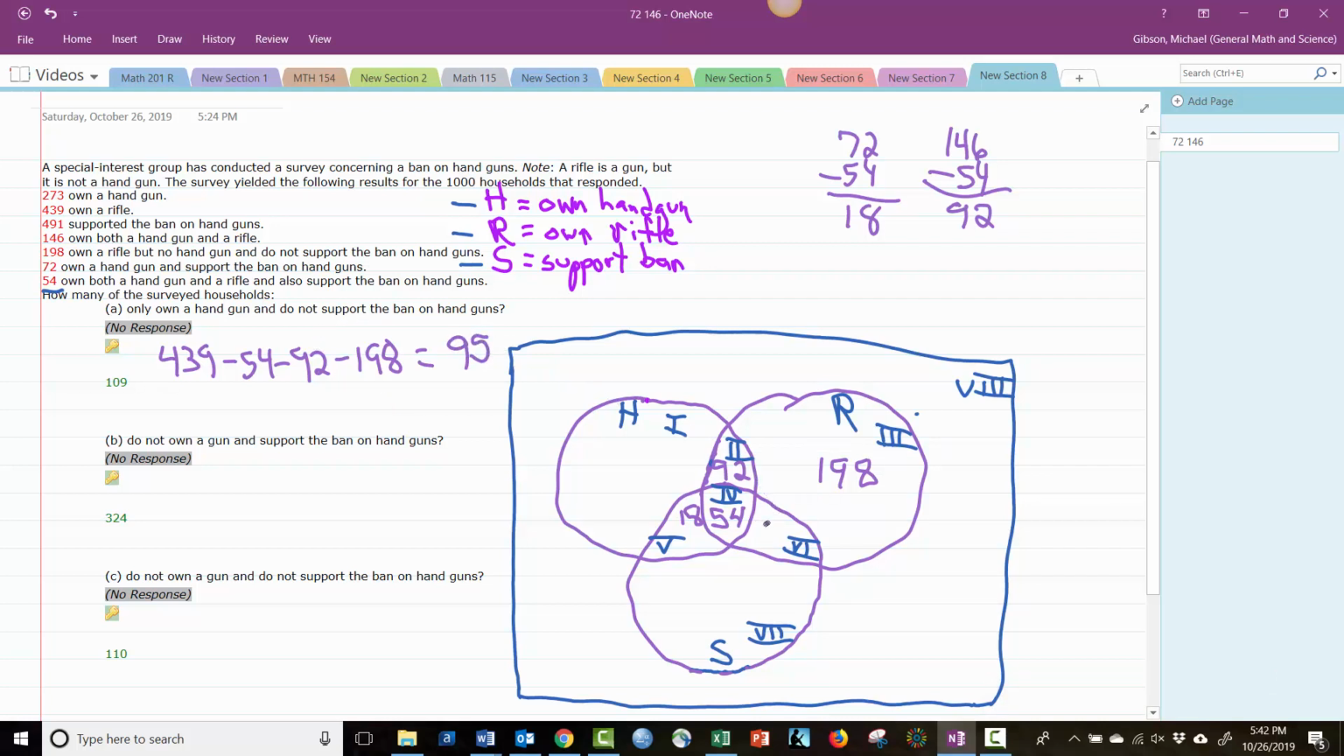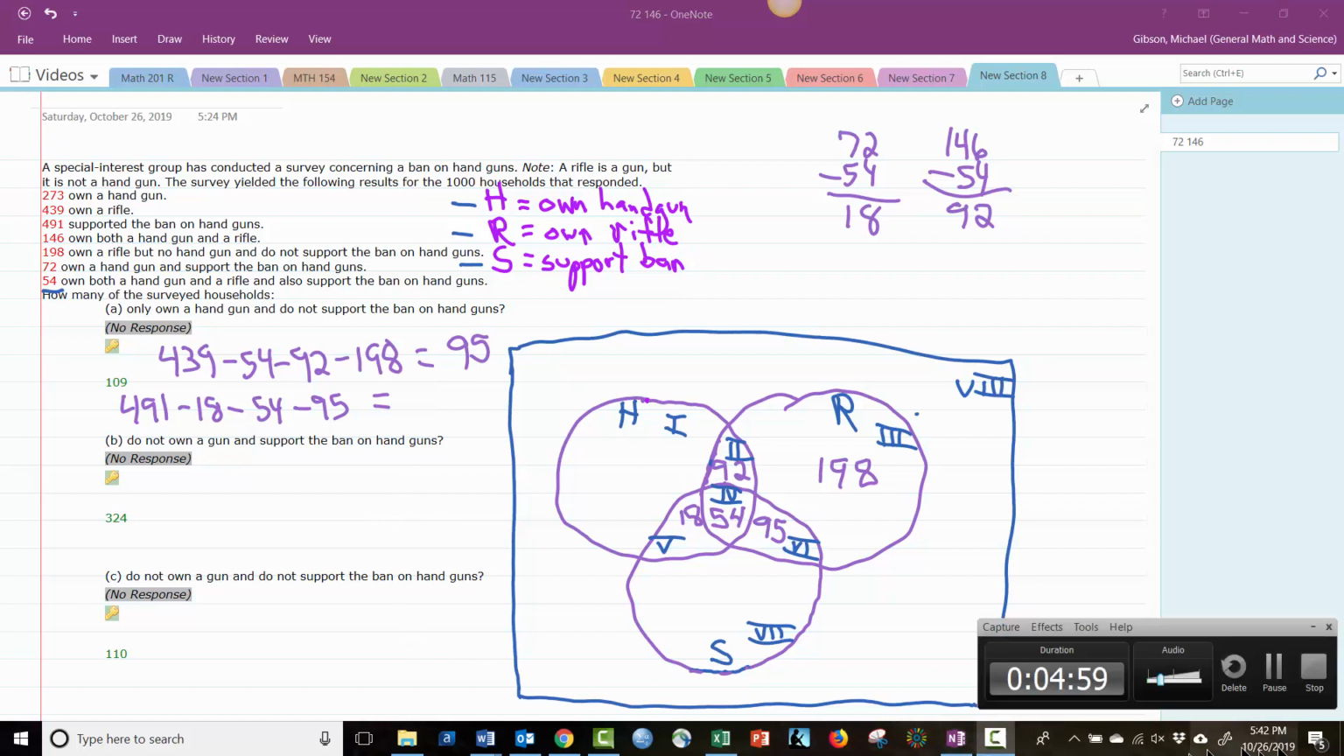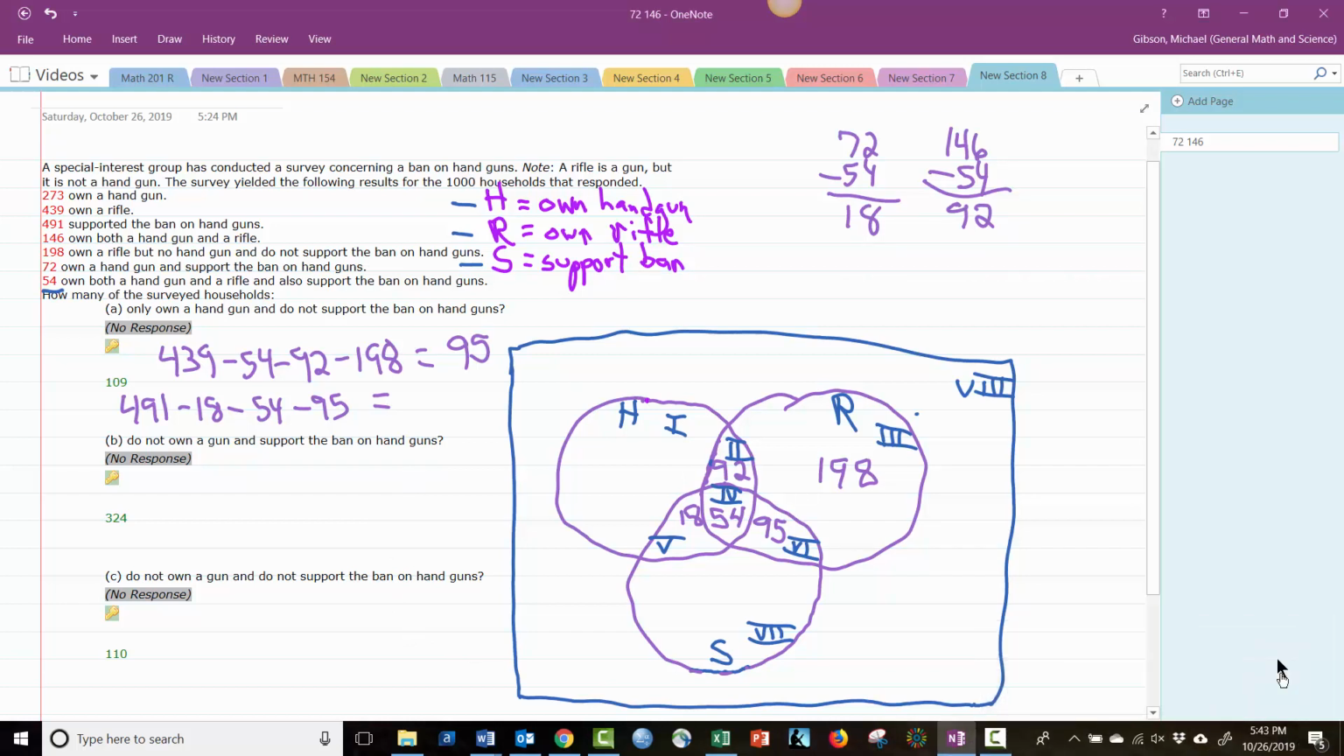All right, so that fills in this one. Now remember that last one we skipped was how many support? Well, we've got 3 of the areas filled in now, so we can come back and do that one. So supported the ban is 491. So 491 minus these 3, 18, 54, and 95. All right, so let's calculate that one. All right, so this one is 324.